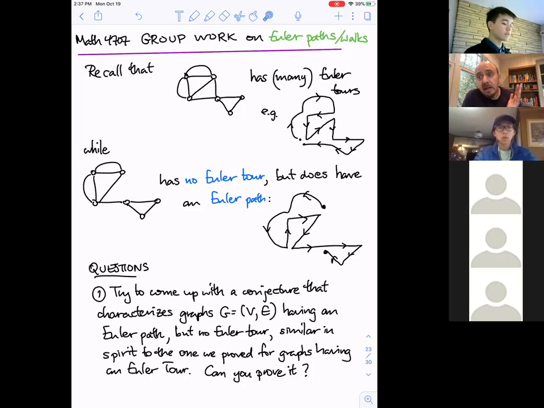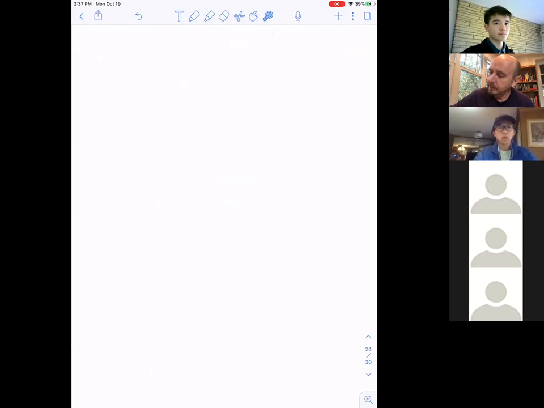The graph still has to be connected, which you somehow think of as the trivial part of the characterization, but one should say it. And again, we should eliminate the possibility that there are isolated vertices around. They're irrelevant for Euler tours and Euler paths. So that's the characterization that you'll find. So let's just write it down. Okay, theorem.